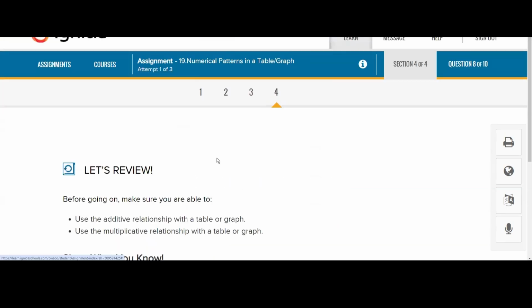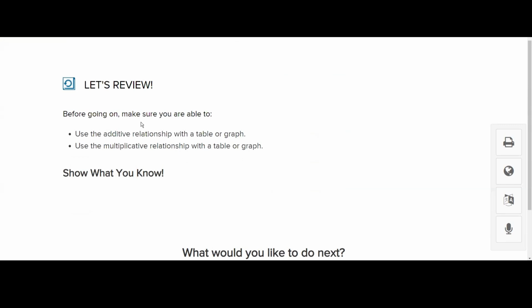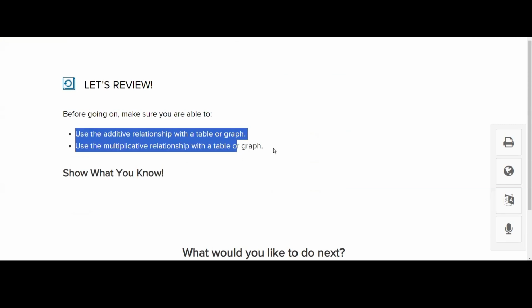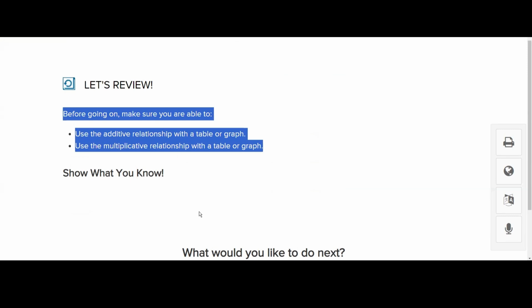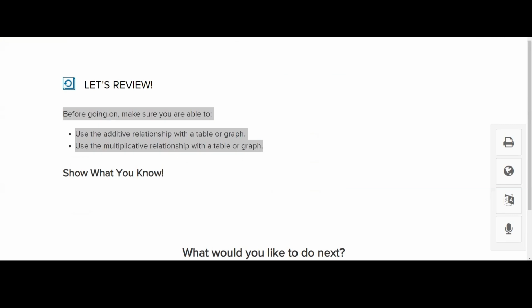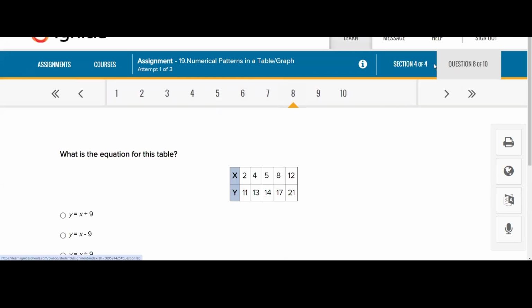Okay, let's go to this session. So before going on, make sure you're able to do what? Read this. Make sure you are able to use the additive relationship with the table or graph. Use the multiplicative relationship with the table or graph. Okay, good. So I think we have to work on some questions now, okay? So let's go to the questions.